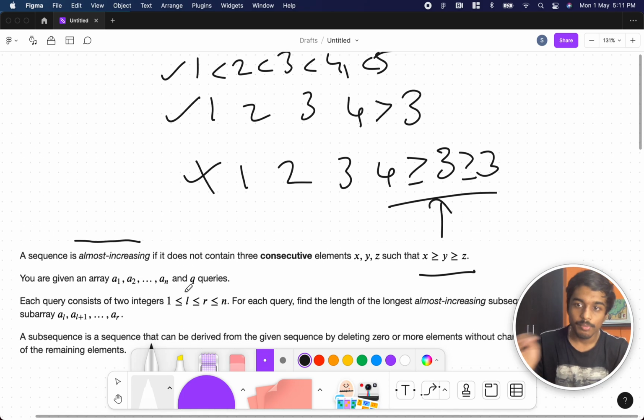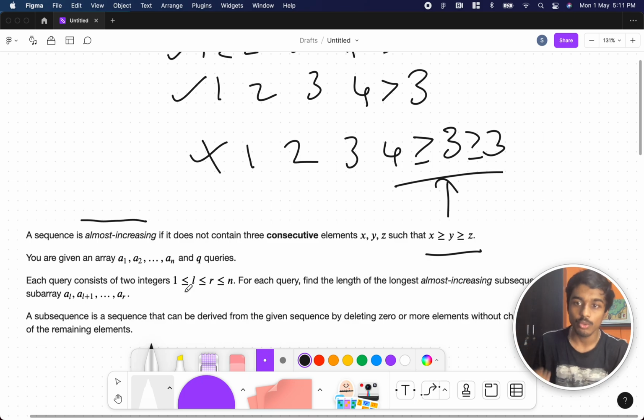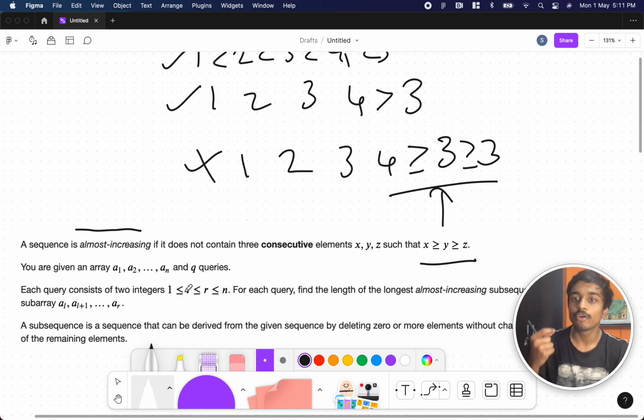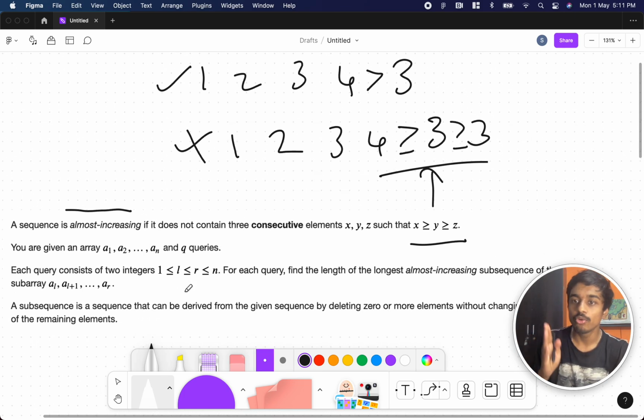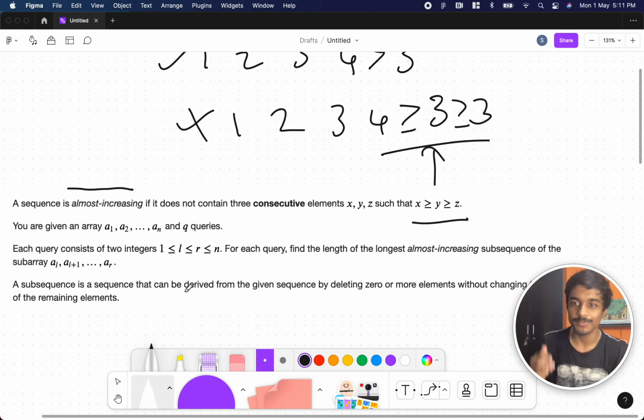They are telling you that you will be given a set of integers a1 to an, and q queries will be given. Each query will be of the format L to R. L to R represents the subarray. You have to find the longest almost increasing subsequence.